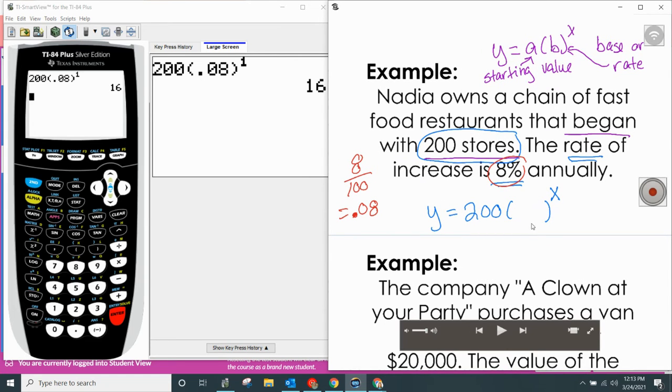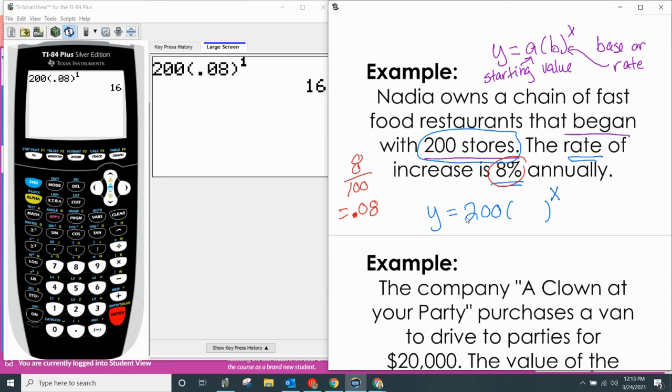So when you put your rate here, you have to remember, if it's increasing, you're going to have to add it to 1, because she's going to have 100% of the stores she started with plus 8% more. So really our rate that needs to go here is 1.08. We needed to add 1 to it because this one is increasing. Now, if it's decreasing, what do you think you're going to do instead of adding it to 1? Yeah, you're going to have to subtract it from 1. So this value here, your rate, you're either going to have to add it to 1 or subtract it from 1 every time.